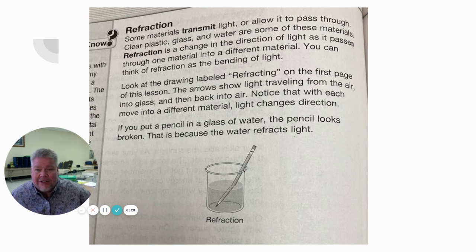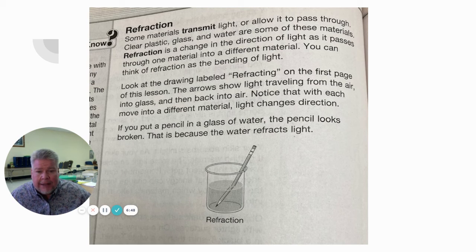And then refraction. Some materials transmit light or allow it to pass through. Clear plastic, glass, and water are some of these materials. Refraction is a change in the direction of light as it passes through one material into a different material. You can think of refraction as the bending of light.